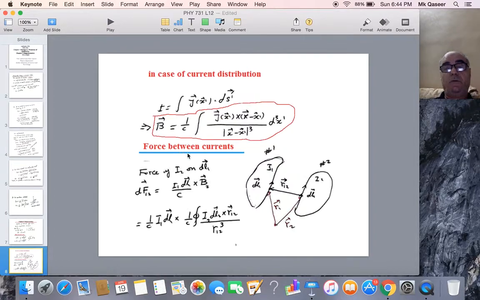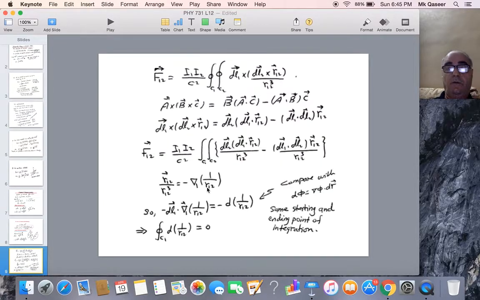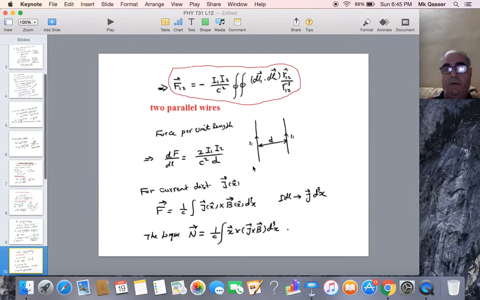Now, the force between two currents. Here we have two loops, the first loop with current I1 and the second with current I2. We have to find the magnetic field of the second loop acting on I1, and then calculate the force using this relation, I1 dl 1 over c cross B2, and then perform the integration. We get this relation. This can be simplified using the BAC-CAB rule, and noting that this thing is minus the gradient of 1 over r. So this integration gives us 0, and substituting in the above equation, we finally reach what's called the Neumann equation.